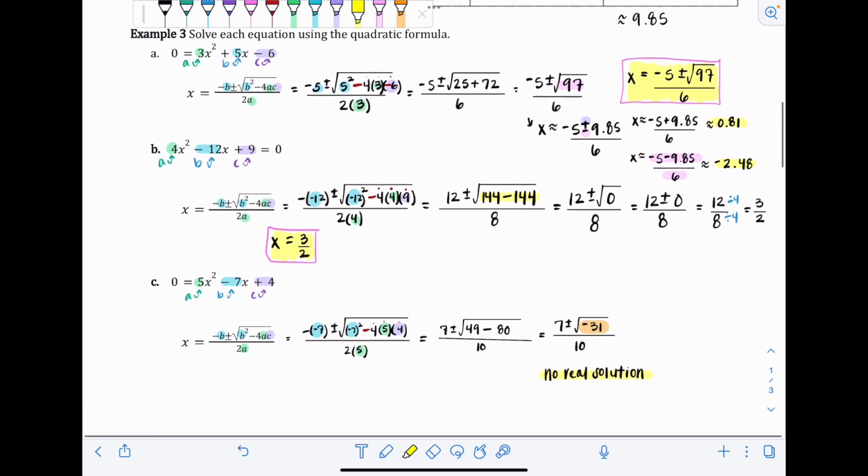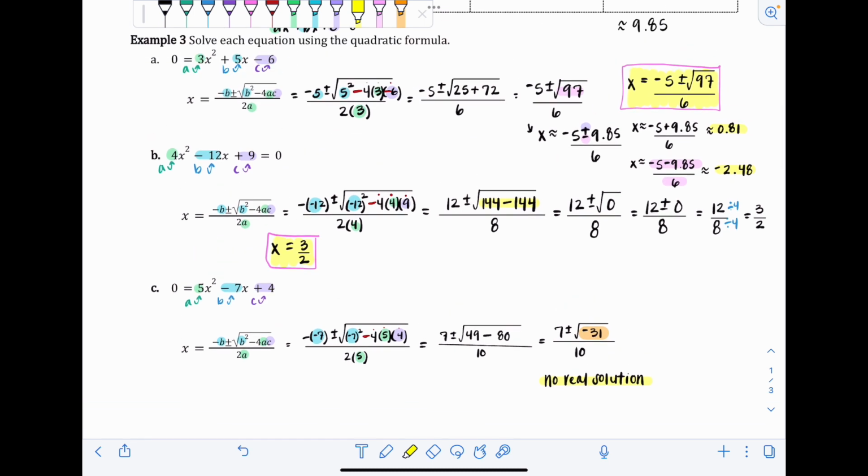Okay, so I'm going to zoom out and look at these as a whole. For 3a, we had a positive number inside of our radical. Once we simplified it, that means our discriminant was positive, and we ended up with 2 real solutions. Even though they're kind of funky with the decimals, they were still real numbers. And then for b, we ended up with a 0 inside of our radical, so we had a discriminant of 0, and we ended up with 1 real solution, just 3 halves. And then for c, we ended up with a negative number inside of our radical, so it means we have no real solution.